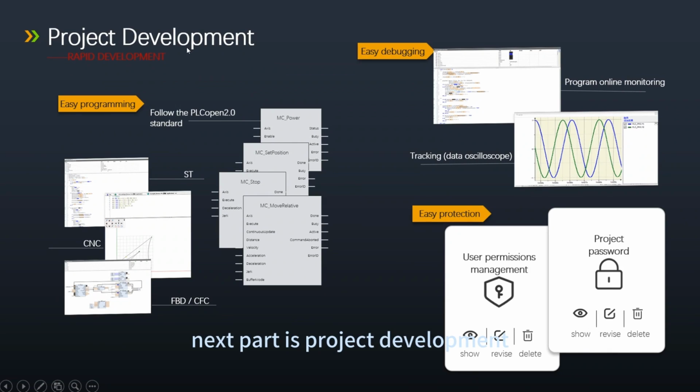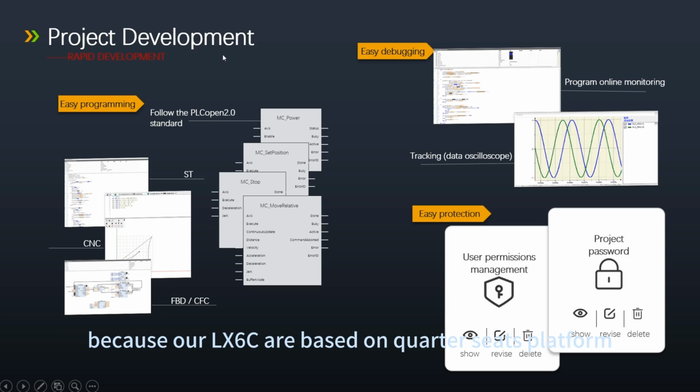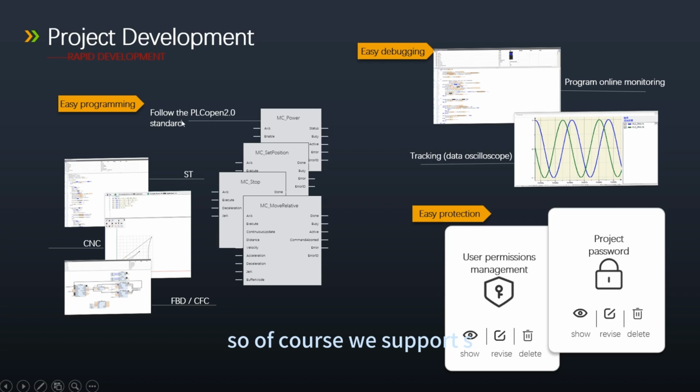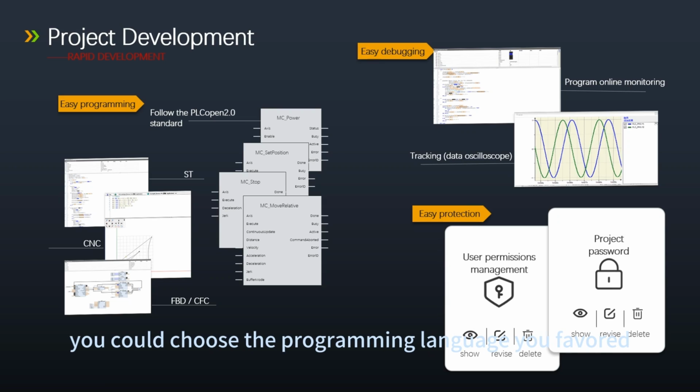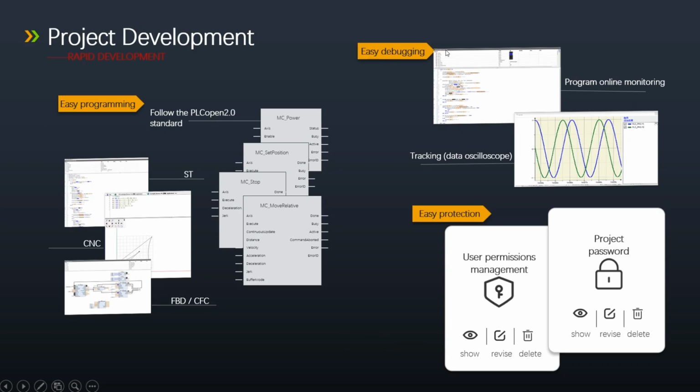Next part is project development. Because our LX6C is based on the CODESYS platform, of course we support ST, FBD, CFC, LD, and so on. It follows the PLCopen 2.0 standard. We know in 3V, 5V, and 6V, we only have the LD programming language, so with 6C, you can choose the programming language you prefer. And with the CODESYS platform, it is easy to debug our program.